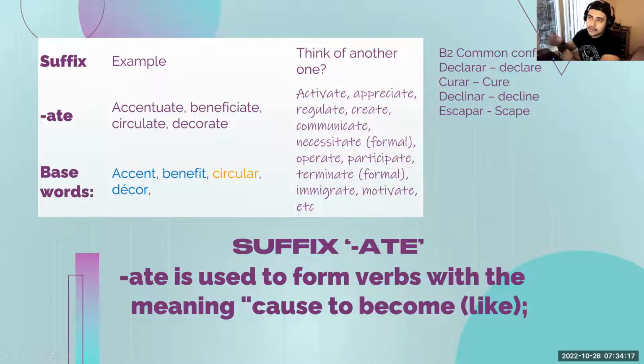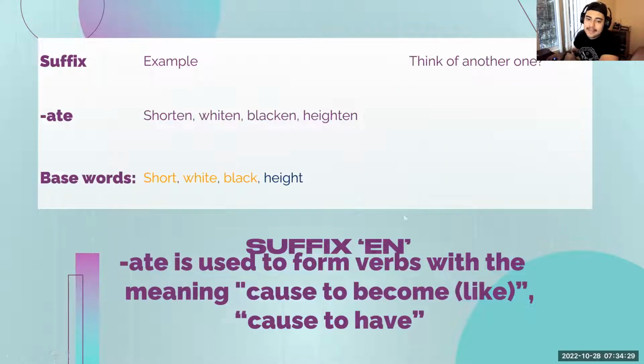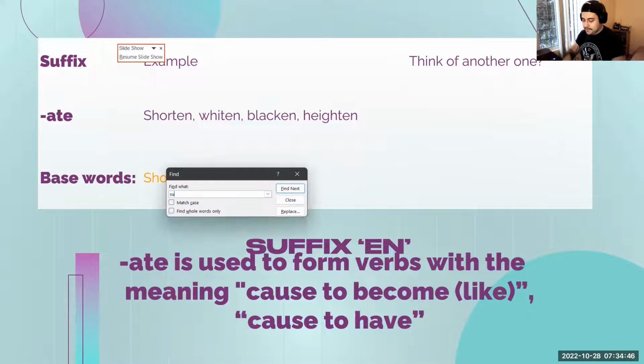So there are word families that correspond to two different word families, and we get to become familiar with them, okay? The second one was the verb suffix en. Short becomes shorten, white becomes whiten, black becomes blacken, and high becomes heighten. And yesterday we didn't do examples, so that's what I want you to do right now.